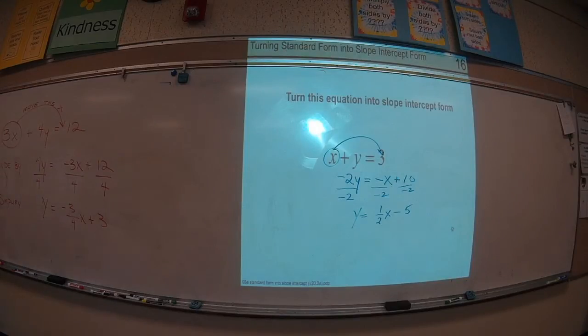Hey, this is just a move the x, isn't it? Yeah. You only have to divide by y. When it comes over, it becomes a negative.